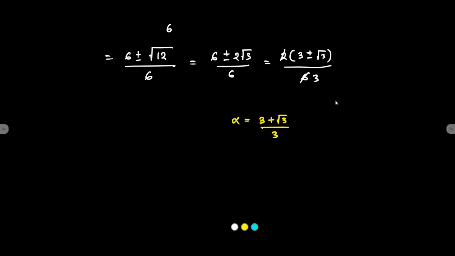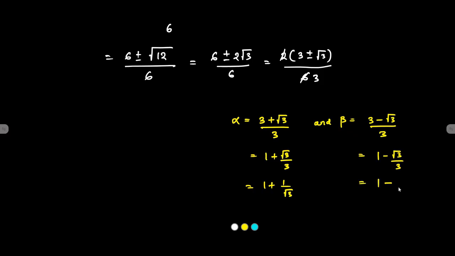Okay, 3 plus root 3 by 3, and the other one is 3 minus root 3 by 3. Or you can write it as 1 plus root 3 by 3, which will be 1 plus 1 by root 3, and here it will be equal to 1 minus root 3 by 3, which is equal to 1 minus 1 by root 3.